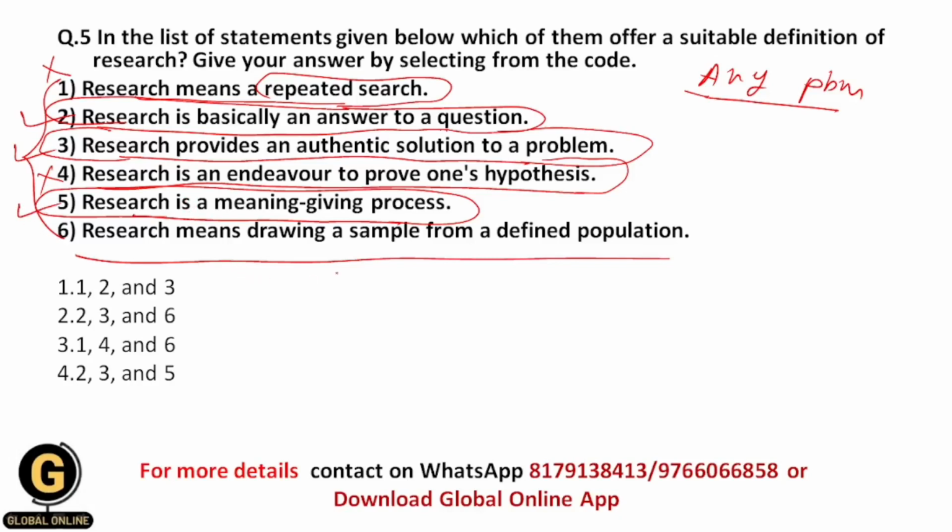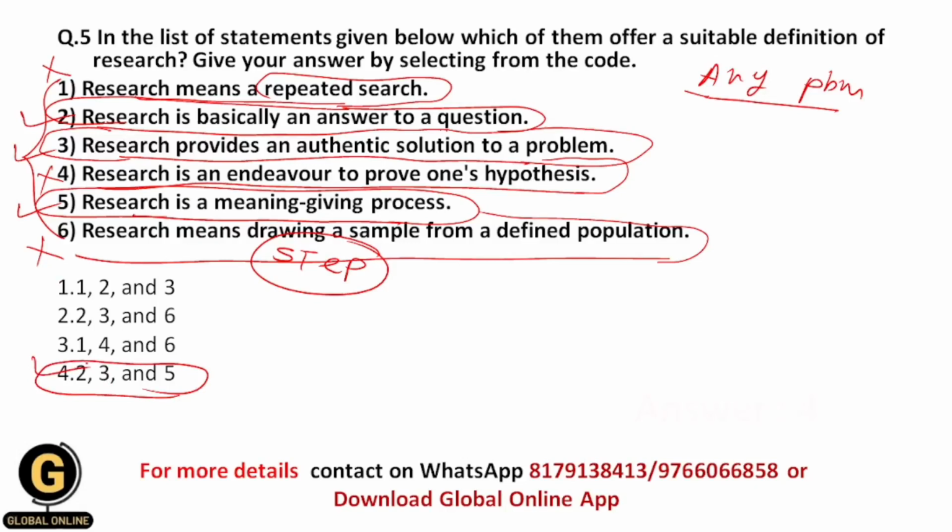Research means drawing a sample from a defined population. So whenever we are drawing a sample from a defined population, this is one of the steps in the research. Okay, this is not the definition of research, and that's why this is also incorrect. So you tell me what is the answer to this question. Obviously the answer is 2, 3 and 5, that is option 4.